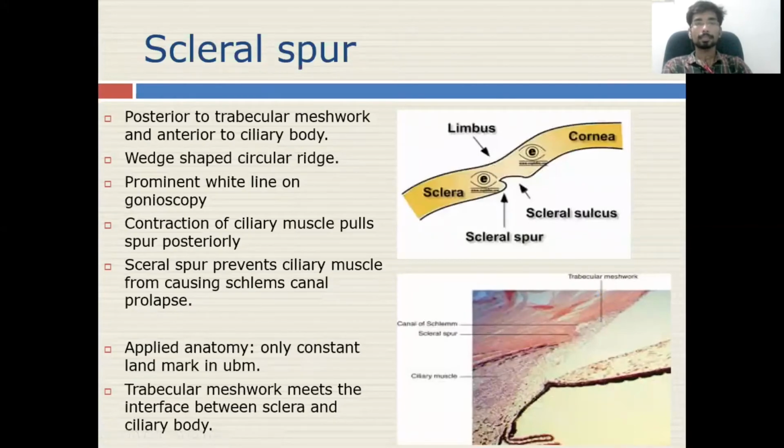The scleral spur is located posterior to the trabecular meshwork. It is a wedge-shaped circular ridge. It appears as a prominent white line on gonioscopy. Contraction of the ciliary muscle pulls the scleral spur posteriorly, so there will be prevention of Schlemm's canal collapse. Its importance is that it is the only constant landmark in ultrasound biomicroscopy.